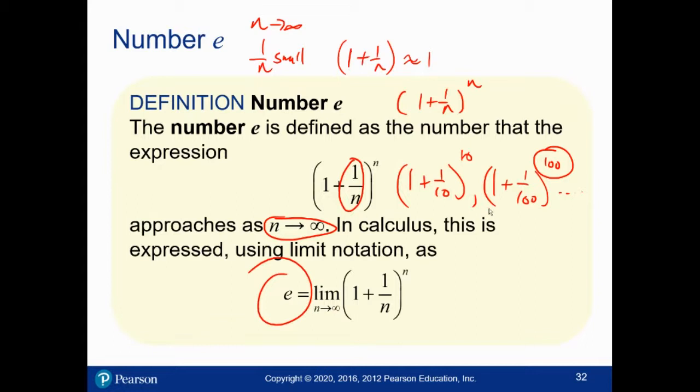So, I encourage you, play around. Compute 1 plus 1 over something to that power: 1 plus 1 over 10 to the 10, 1 plus 1 over 100 to the 100, 1 plus 1 over a million to the millionth power, and see what happens. You're very quickly going to get 2.71, etc., and it's not going to change very much.